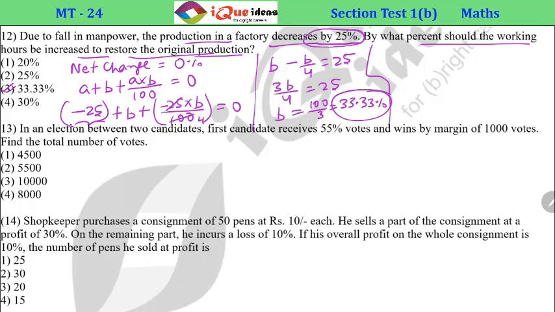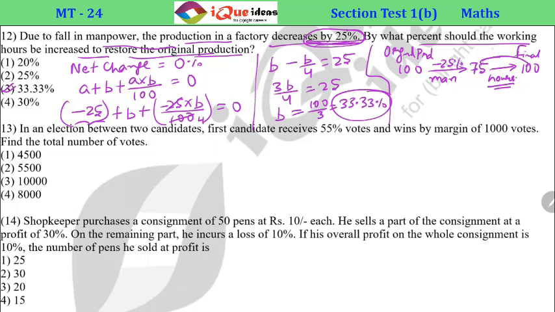There is another way of doing this question. Let's assume that the original production is 100. One thing is very clear, if you reduce the manpower, the production will decrease by the same percentage. So here the manpower is decreased by 25%, so the production will decrease by 25% and it will become 75. But the final production we want to be 100 only. So this was due to manpower, right? So what should be the increase in hours? So the change in hours will make the production go from 75 to 100.